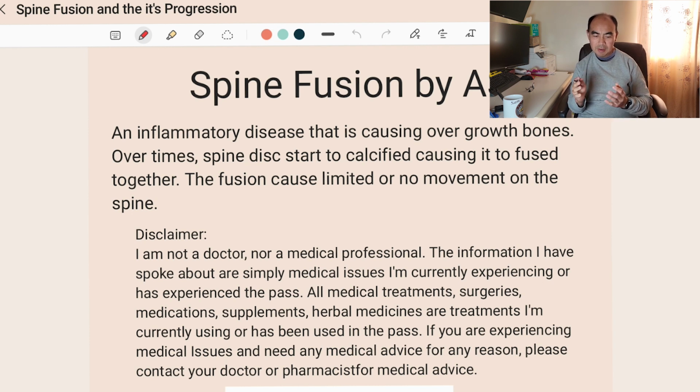So let me get the disclaimer out. I'm not a doctor. I am not in any of the medical fields. Everything that I talk about are conditions that I have been dealing with personally. The medications that I'm going to talk about are medications that have been used on myself, currently or in the past. So if you have any questions or concerns, please contact your doctor for any medical advice.